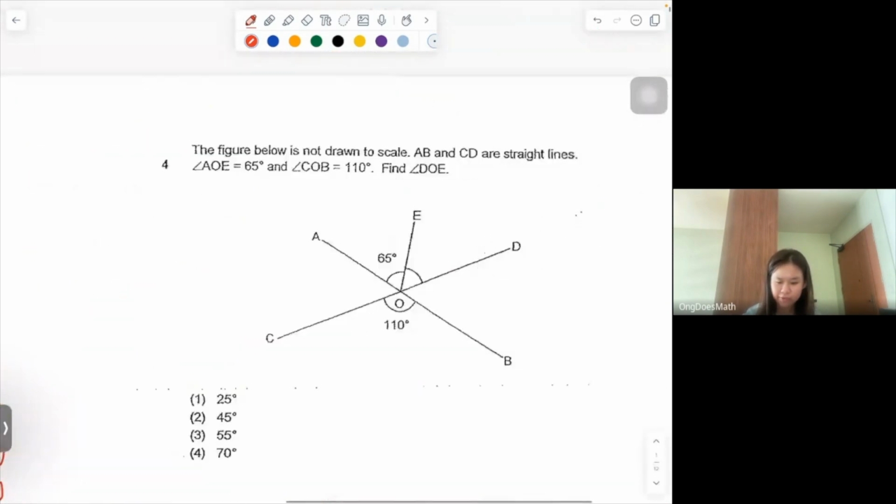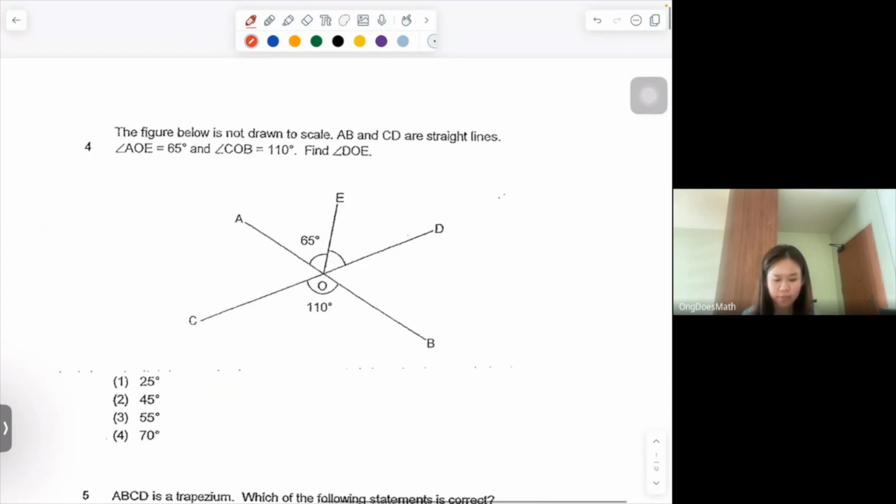Next, question 4. I hope everything is so far so good. So question 4. The figure below is not drawn to scale. Remember, it's not drawn to scale. Please don't take out your protractor and start measuring the angles, because you won't get the correct answer because they are not drawn to scale. You have to use your concepts.